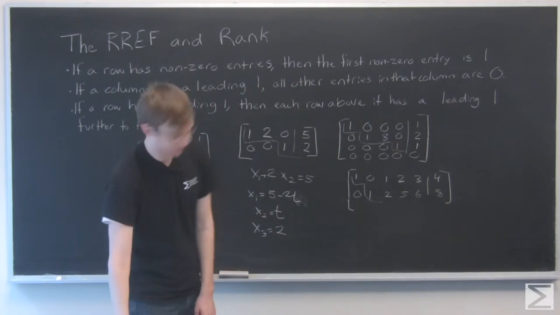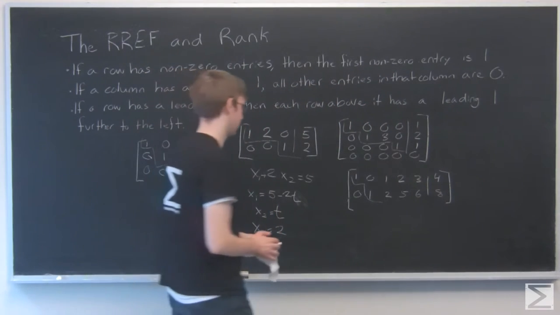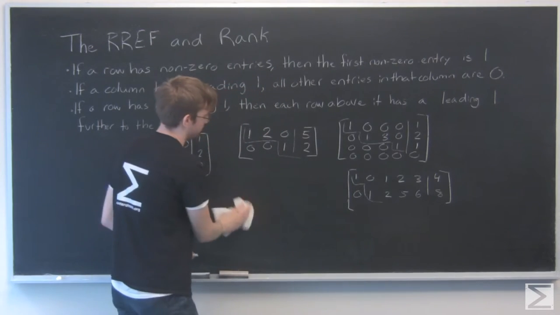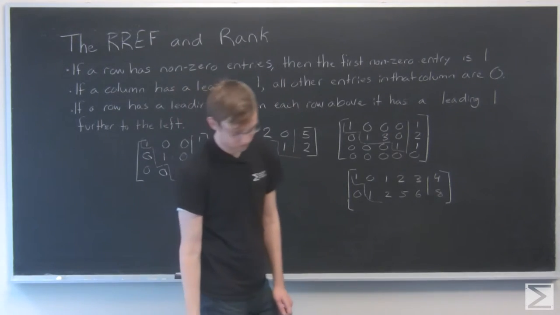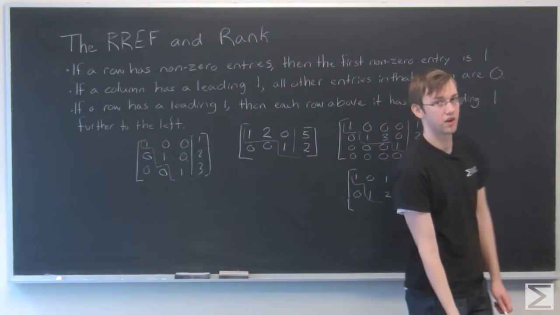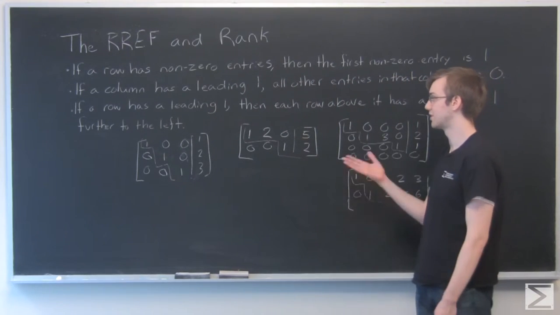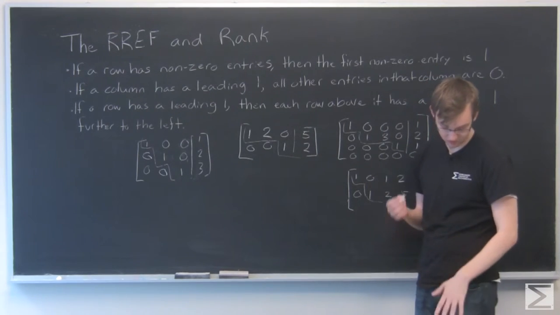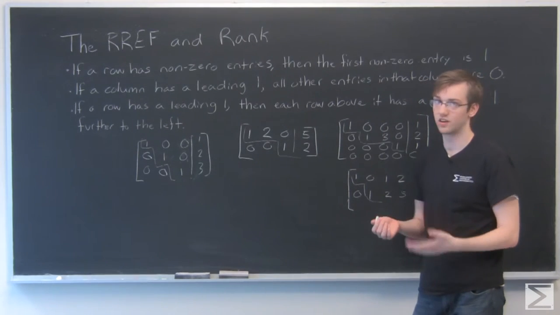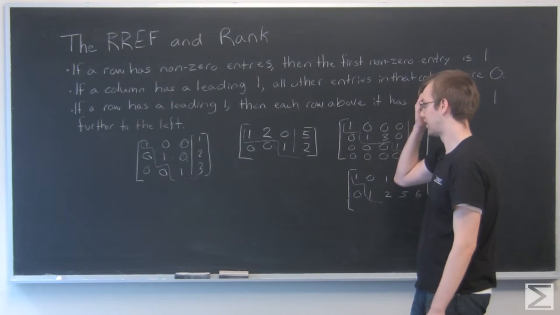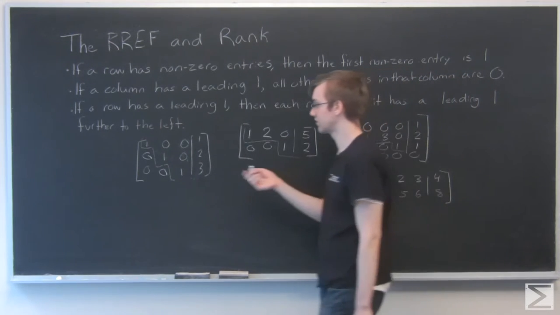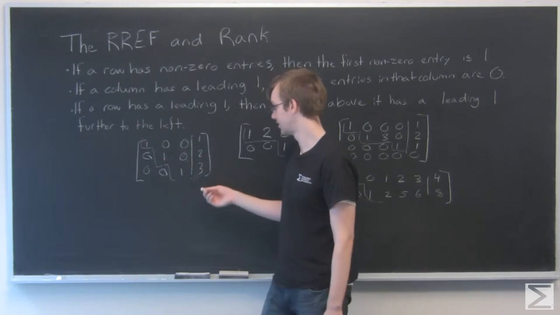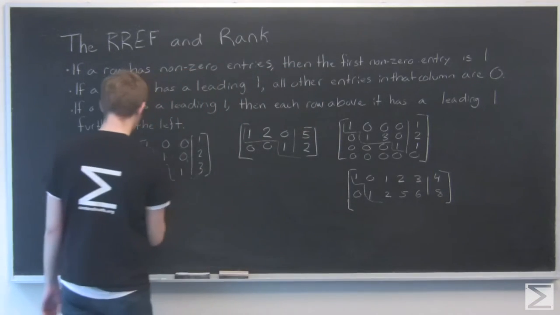So let's also talk a bit about rank. The definition of rank, the easiest definition that we can just look at from here, is the number of non-zero rows in the RREF. So for here, how many non-zero rows are there? There's 3. So we would say that this matrix has a rank of 3.